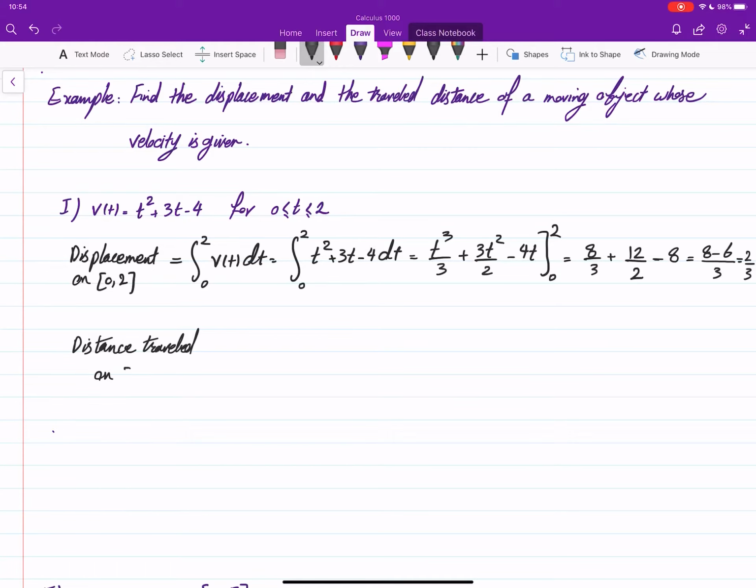On the time interval 0, 2. This time it is again the integral from 0 to 2, but not of the velocity, but of its absolute value. When absolute value comes in, you have to make sure you know where the function is positive and where it is negative, t squared plus 3t minus 4.